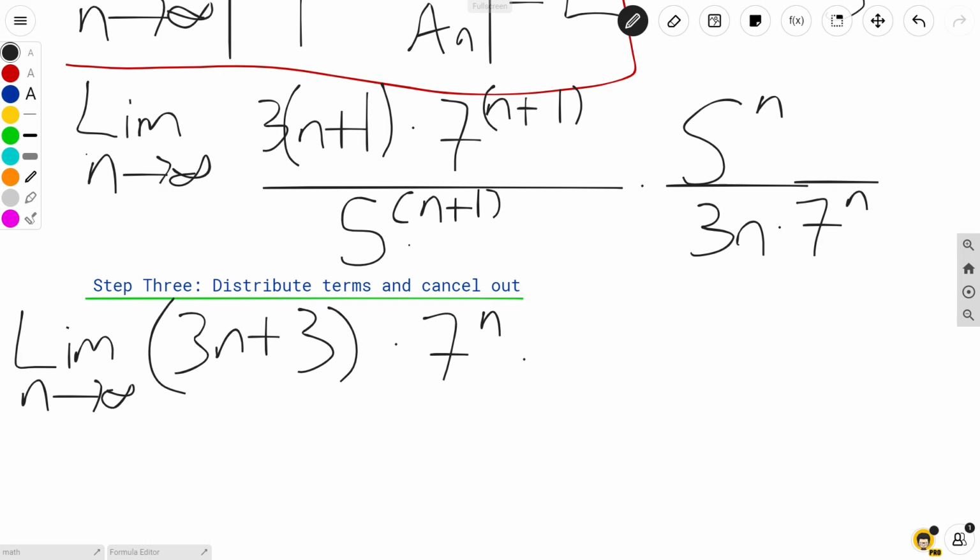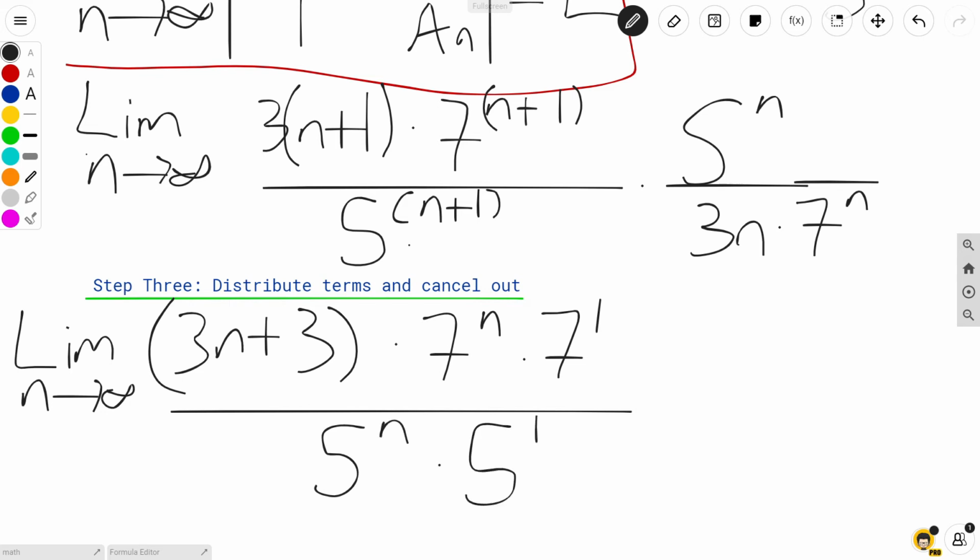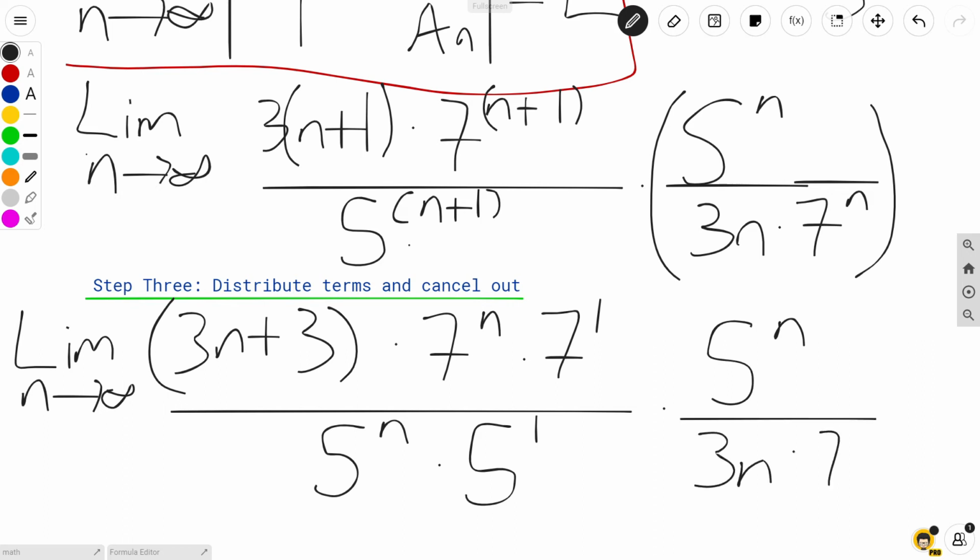7^n times 7^1, we can just put 7 to the 1 power. And we're just applying the exponential properties. Divided by 5^n times 5 raised to the 1. And all this is being multiplied by a sub n reciprocal, so 5^n divided by 3n times 7 raised to the n. And this right here is the function that we're working with.